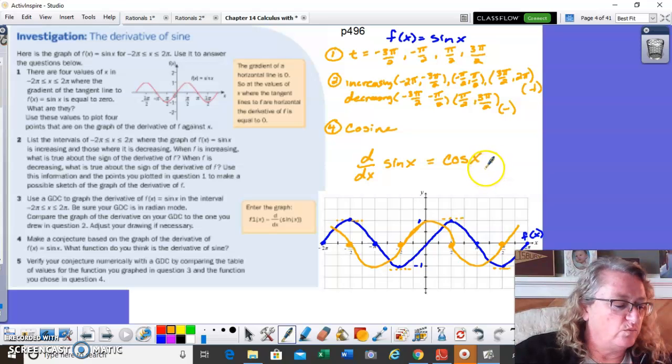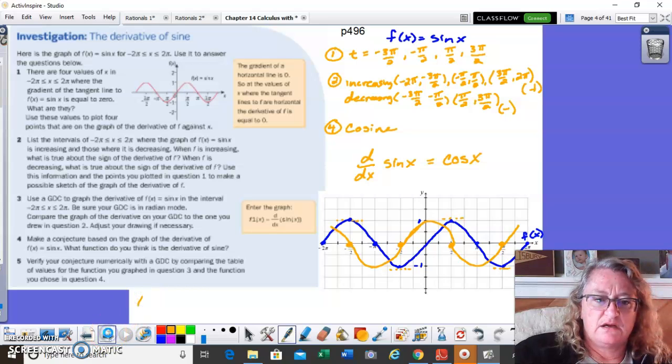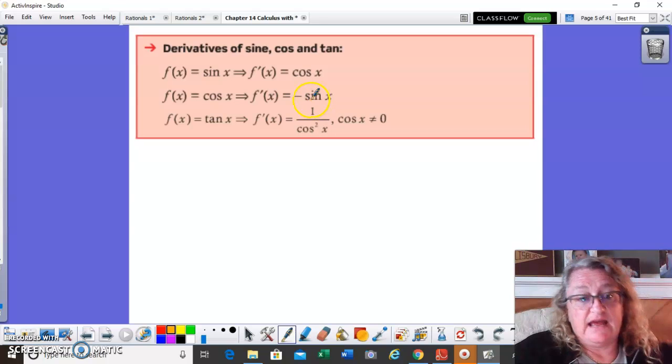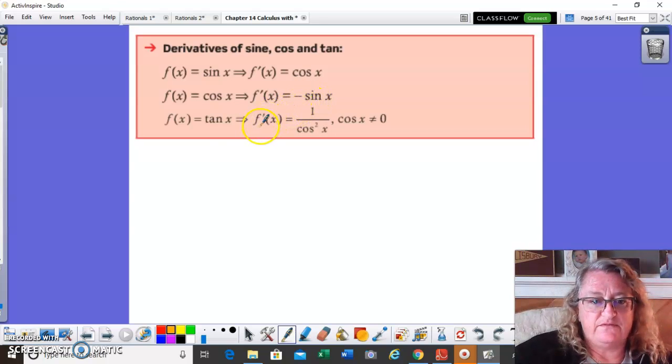Okay? And then we're going to get into some, real quick, these are your derivatives. They should be in your formula packet. Very simple. So, if my original function is the sine of x, then the derivative of that function is the cosine of x. If my original function is cosine, the derivative is the negative sine, so that basically slides it and flips it. Remember, the negative flips it over.